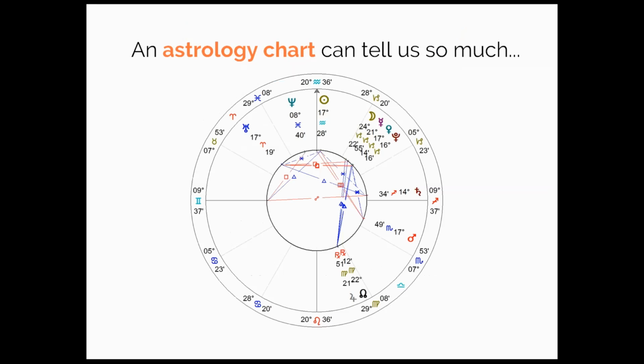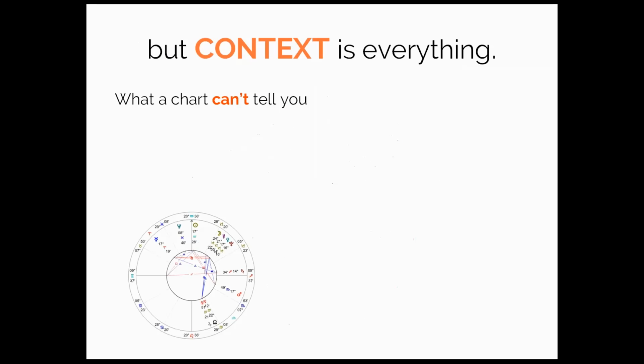Okay, let's get started. So as we know, an astrology chart can tell us so much. If it's a chart for a person, it can tell us about their characteristics, their personality, the way they present themselves to the world, their ambitions, how they see themselves in relationship. There's a lot you can tell from looking at a birth chart.